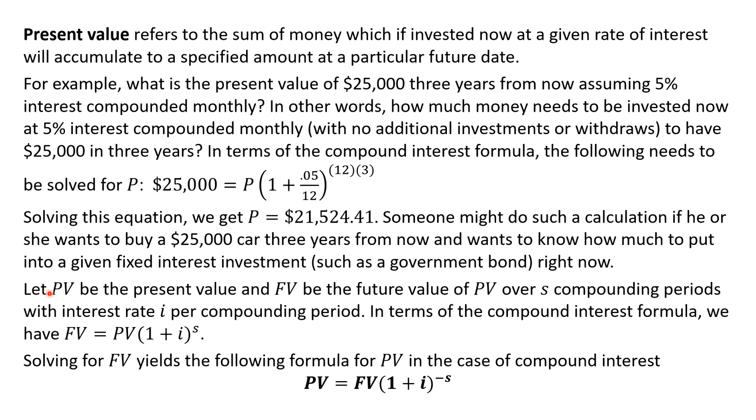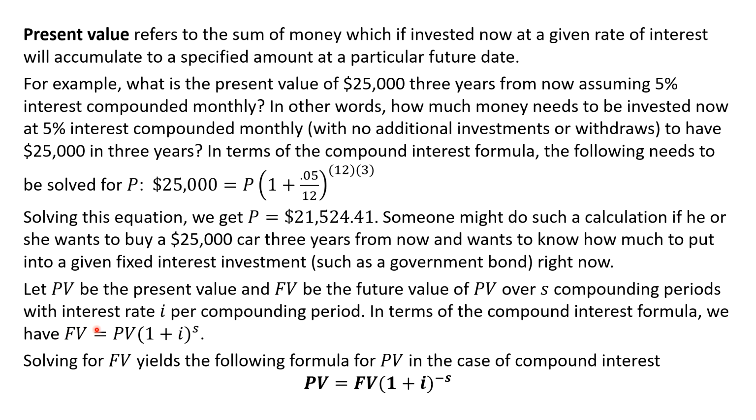Okay, so in general, we can derive the formula here. Let PV be the present value, so that would be this P basically, and FV be the future value of PV over S compounding periods with interest rate I per compounding period. In terms of the compound interest formula, we have FV equals PV times (1 plus I) to the S. This was the formula we derived earlier for compound interest.